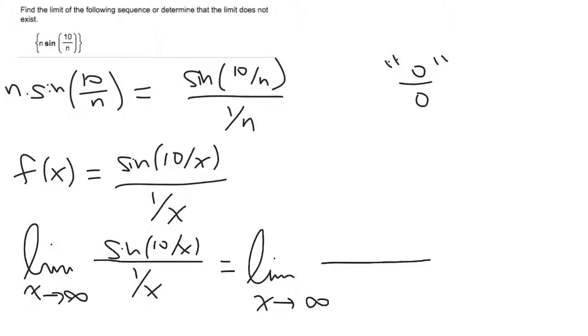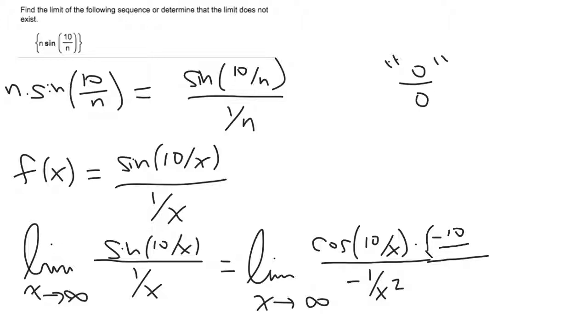So in the denominator, I have the derivative of 1 over x, which is negative 1 over x squared. And in the numerator, I have the derivative of that thing, and so the derivative of sine of something is the cosine of that thing, and then times the derivative of what's inside. So in this case, the 10 over x is inside, so I have to multiply by the chain rule the derivative of 10 over x. And that's a calculation you can do over on the side, but that will be negative 10 over x squared.